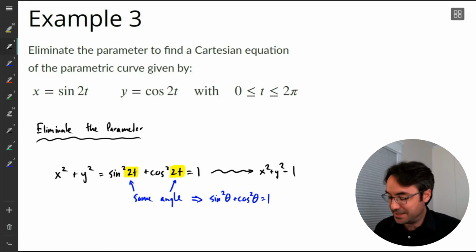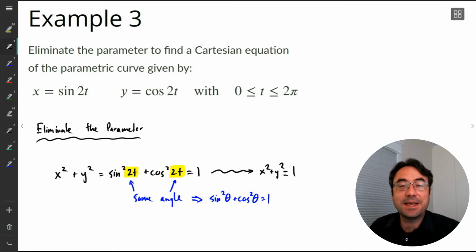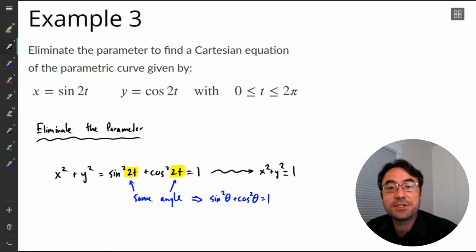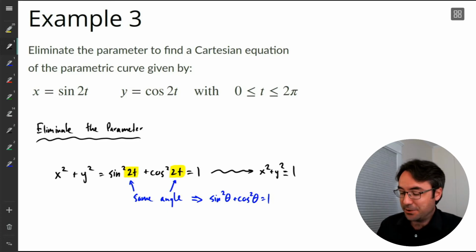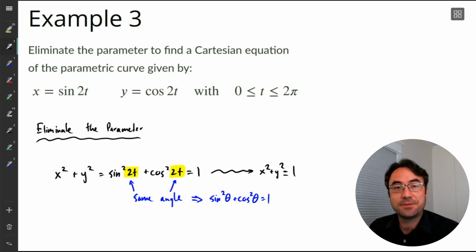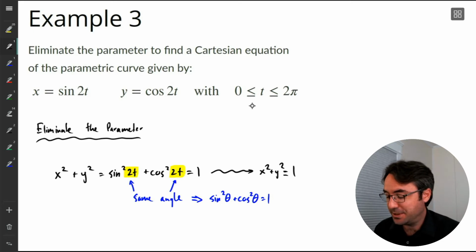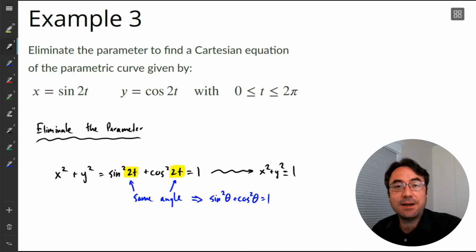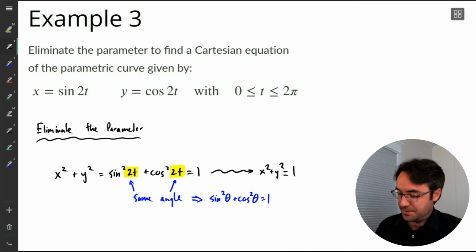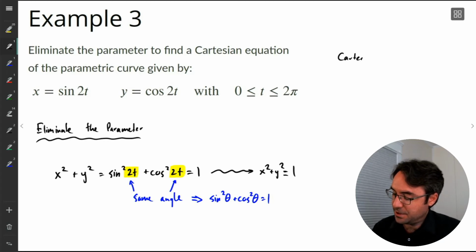So this is the exact same Cartesian equation that we saw in example 2. So this parametric curve, different parametric equations, x equal to sine of 2t, y equal to cosine of 2t, where t is between 0 and 2 pi, it's still going to trace out the same curve, x squared plus y squared equal to 1. So it's still going to be a circle centered at the origin with radius 1.